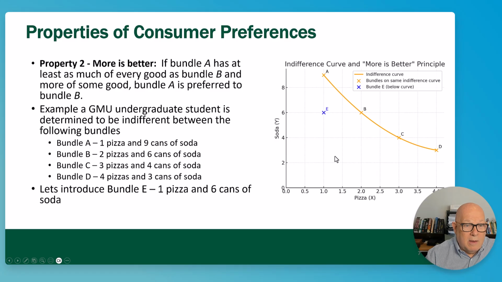It's extremely unlikely. If they're rational, they shouldn't want E, because E has 1 pizza and 6 cans of soda. If it's the same price, they can get A, which has 1 pizza and 9 cans of soda. Or they could get B, which has 2 pizzas and still has 6 cans of soda. So A and B are both preferable to E because more is better. So we typically assume that consumers' preferences are more rather than less of a particular good. If the bundles are the same otherwise, they should select the bundle that has more of one good in it than the other.